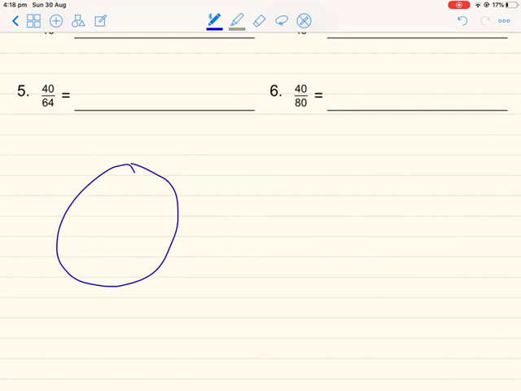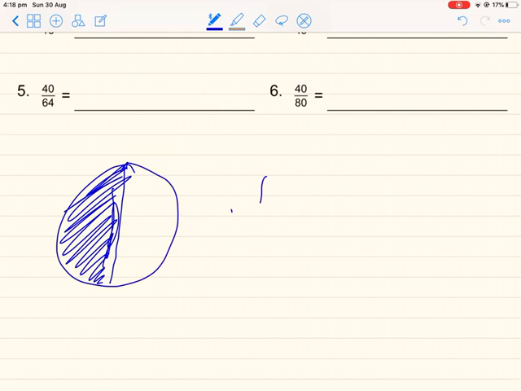If I said to you, here's a circle, I've split it in half, I've got one out of those shaded, one out of the two shaded. There's my fraction, 1/2. That's the most simple fraction I can write for that, explaining that shape and the shading in. But I'm pretty sure you all know that there are equivalent fractions.